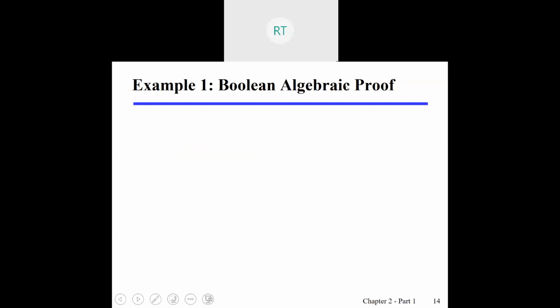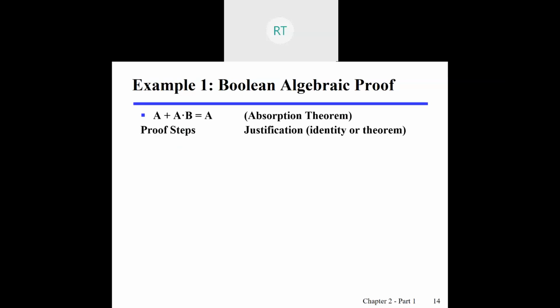So we continue chapter two. We will read an example about Boolean expressions and how to simplify them. Let's say you have A plus A and B equals A. So here, to prove that it is equal to A, you can take A as a common factor. Okay, so it's going to be A plus B.